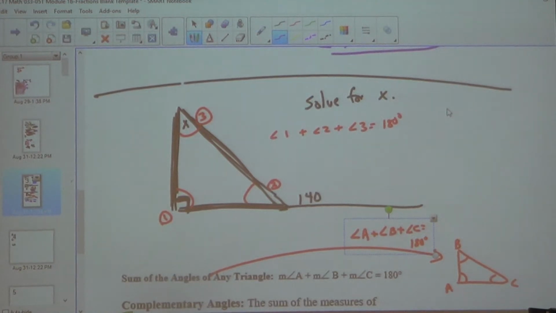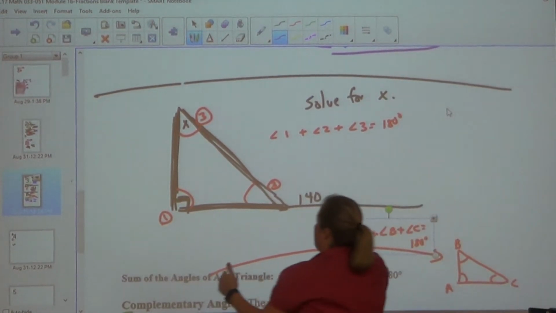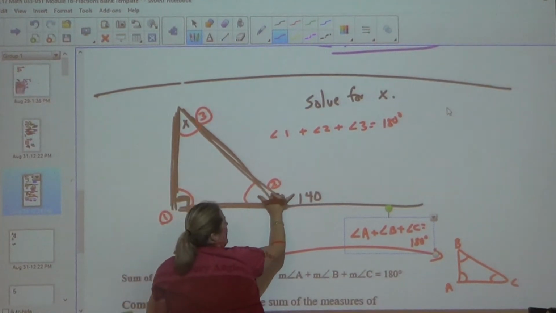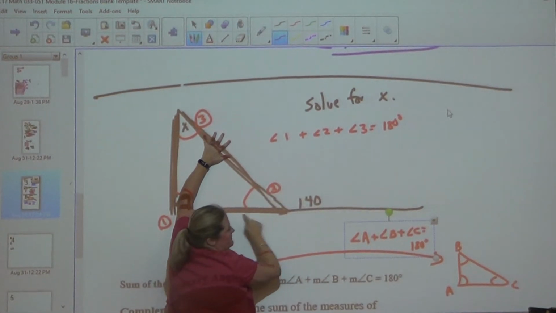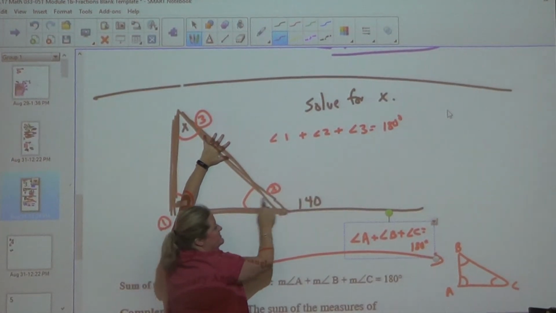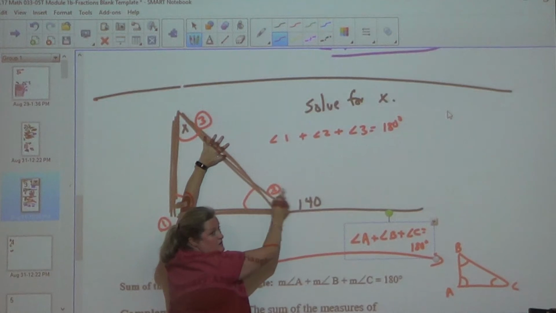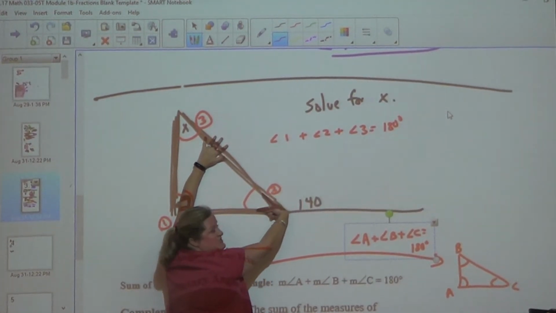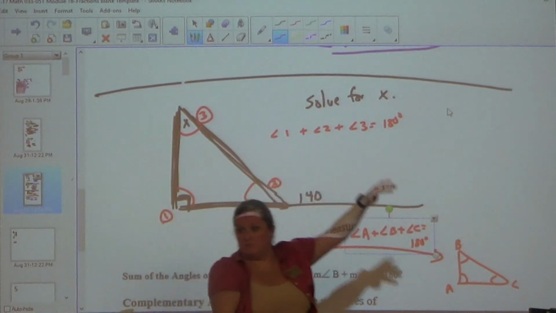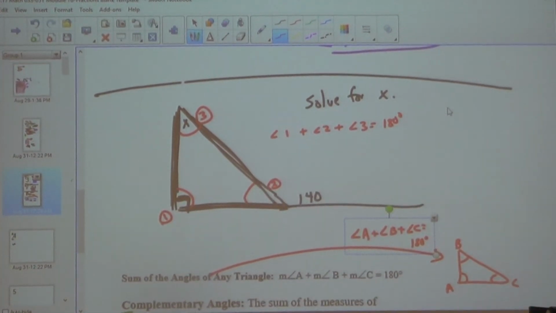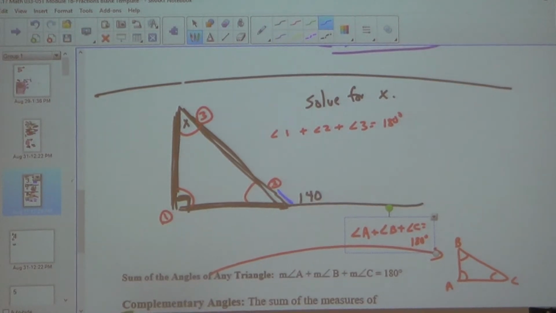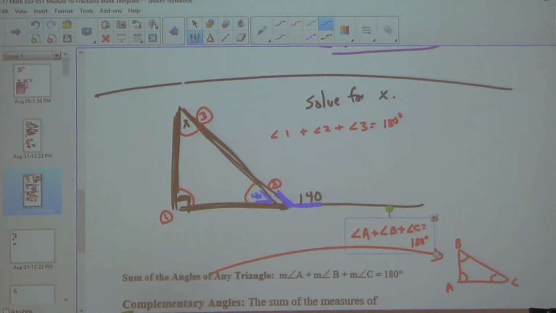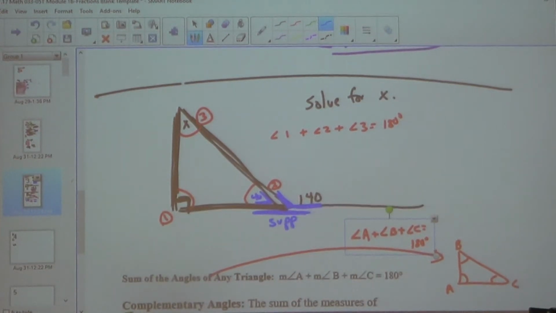Do we see a triangle? So do we agree that this plus this plus this is 180? Yes. Do we also see supplementary? Yes. That these two have to add up to what? 180. So if this one is 140, what is this one? 40. So if this one is 140, this one has to be 40 because they're supplementary.